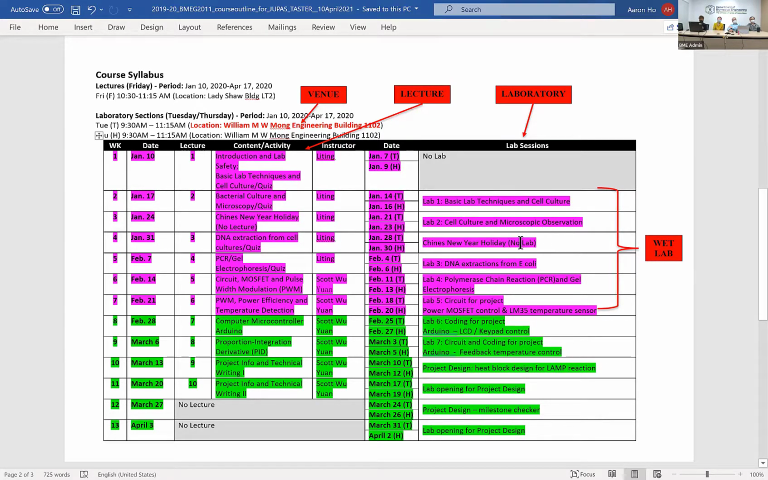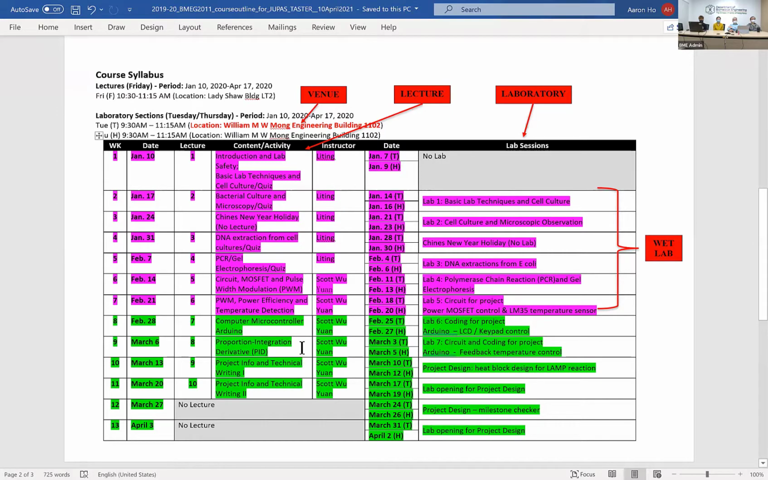The first part is what we call the wet lab activities. In other words, we train students how to go to the lab and actually conduct lab work. That's looked after by Professor Li Ting-Duan, who is right next to me. After I finish this course document, I'll hand over to Professor Duan.